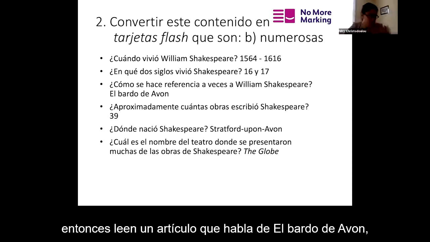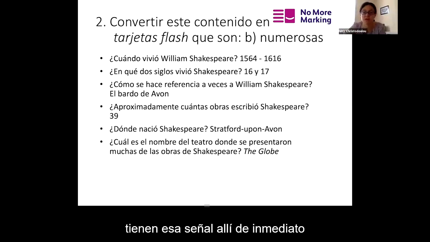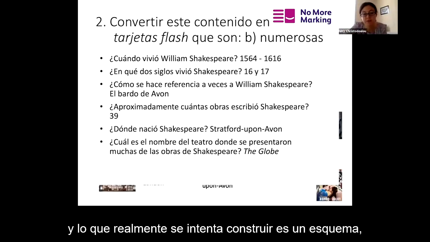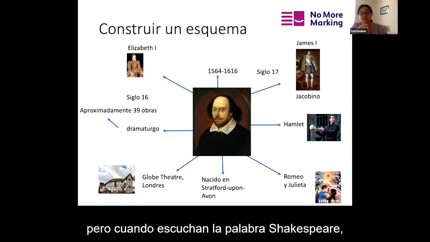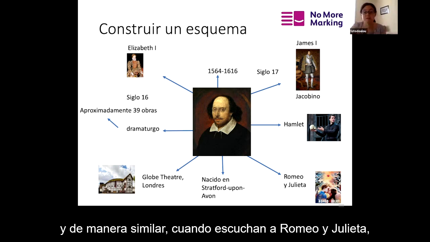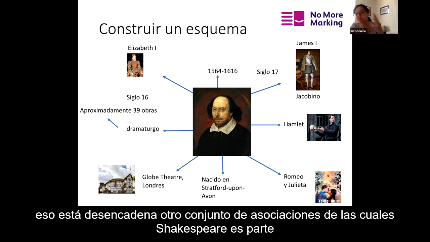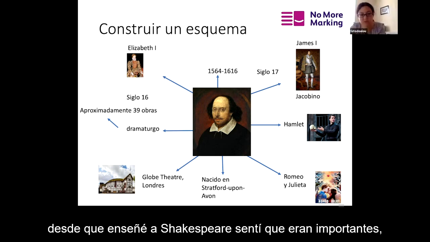So if they're reading an article and it's talking about the Bard of Avon, they're used to thinking, Bard of Avon, William Shakespeare, that they've got that cue in there straight away. And what you really are trying to build is a schema. You're trying to build this kind of Shakespeare schema in your students' long-term memory, so that when they're hearing the word Shakespeare, it is promoting all of these kinds of associations and thoughts. And similarly, when they're hearing Romeo and Juliet, that's triggering another set of associations of which Shakespeare is a part. And you can see, I've just put in a few things that from when I taught Shakespeare I felt were important.